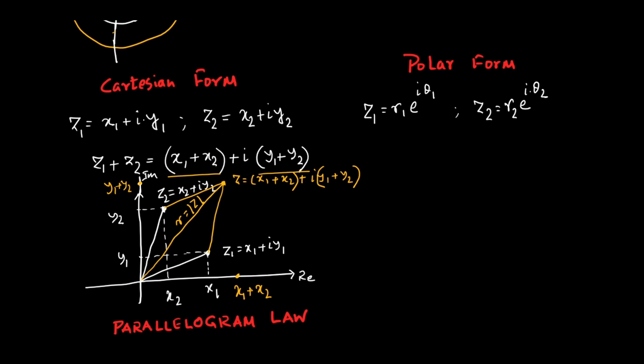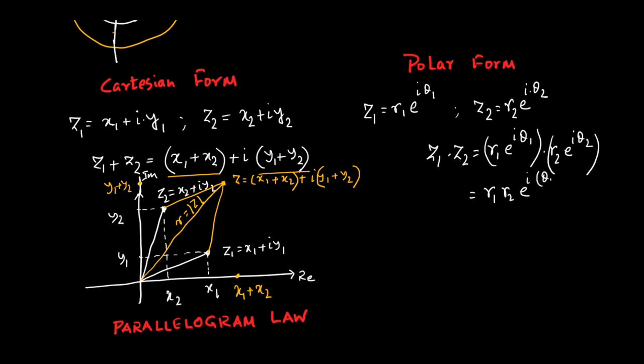So in polar form, we can now write that z1 into z2 will be equal to r1 e to the power i theta 1 into r2 e to the power i theta 2. That means r1 into r2 e to the power i into theta 1 plus theta 2, if we multiply that. Can you tell me what will be represented by this particular equation, z1 into z2 equals this? What will be represented by this equation? Yes.